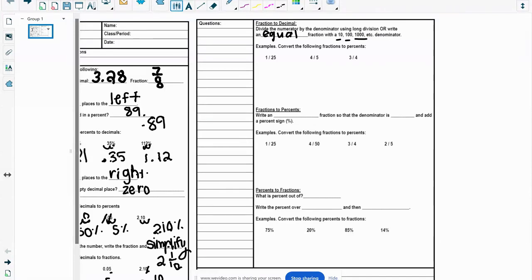Okay, so for this first one, let's do it with the equivalent fraction. So we've got 1/25. And for percent, it's really easy to get it to be out of 100. So if I'm going from 25 to 100, think of how many quarters fit into 100. That would be 4. I would do the same thing on top.